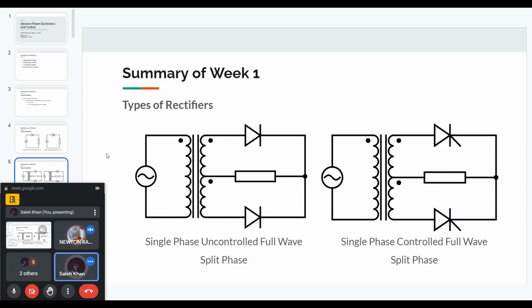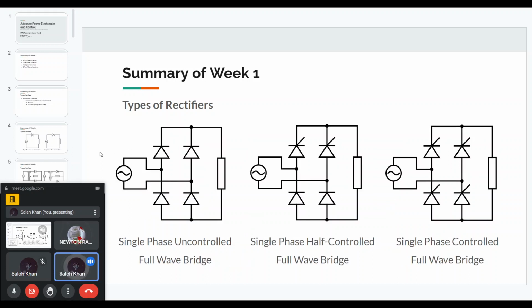Then we can have different types. Based on full wave, one option is a split phase supply where we have a center tap transformer and two supplies at the secondary, connected in a certain way so that we get full wave at the output. But since having this center tap transformer is not common, this circuit is not usually used. So usually we go for full bridge rectifiers, and here we can have three options.